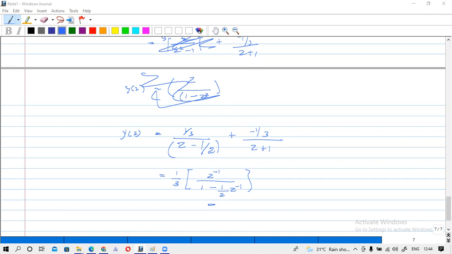Okay, so here z minus 1, 1 by 1 z minus 1. This is okay, no? So here we have minus 1 by 3. This is okay, and already we have found this type of Z transform. And this will be 1 minus 3.